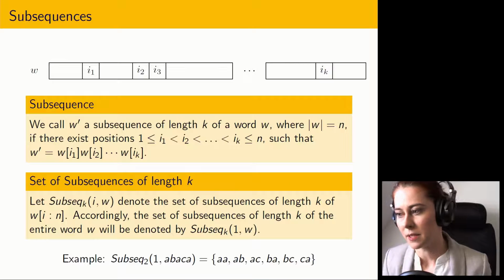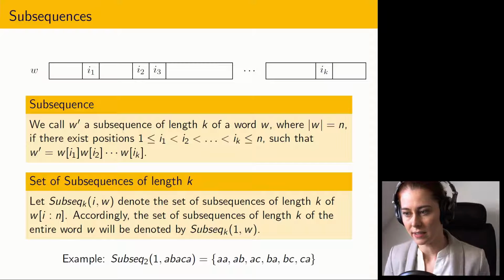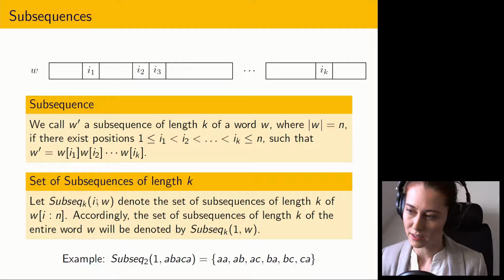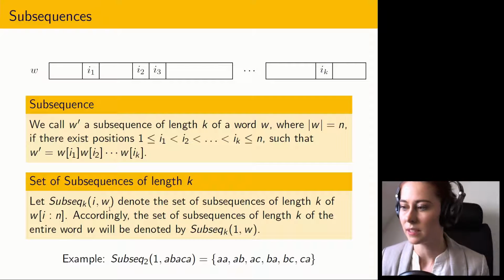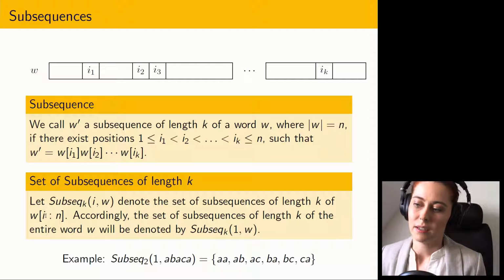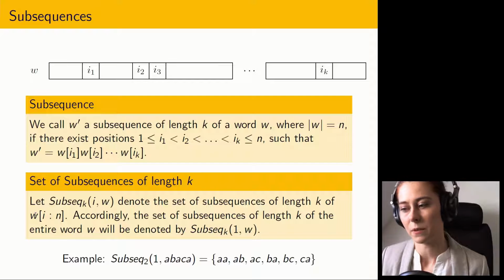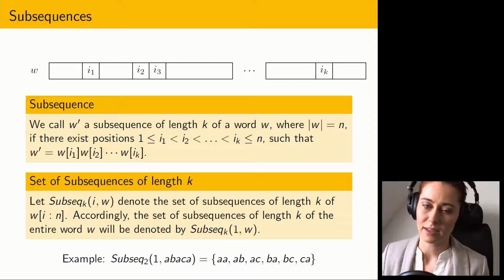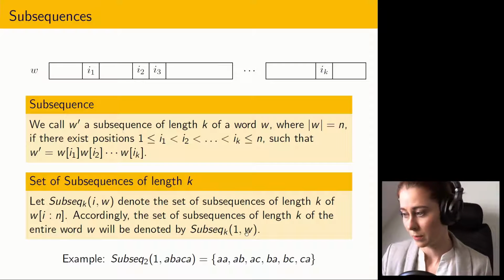Additionally, a set of subsequences of length k is here denoted by subscript k from starting position I in the word W, and this denotes the set of subsequences of length k of the word I to n, or the suffix starting on position I inside of the word W. Accordingly, the set of subsequences of length k of the entire word W will be denoted by subscript k 1 W, because we then start on position 1 in our word W.